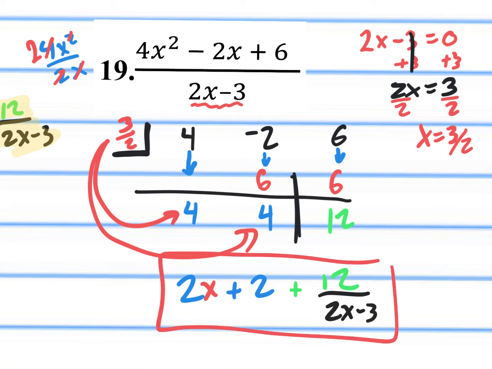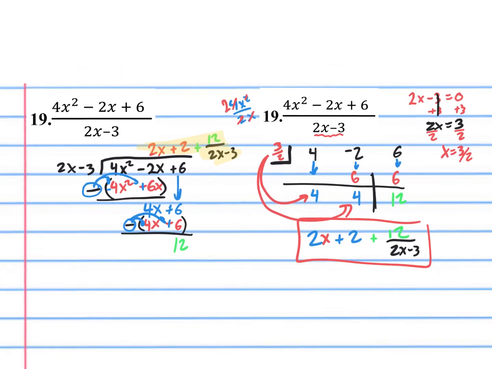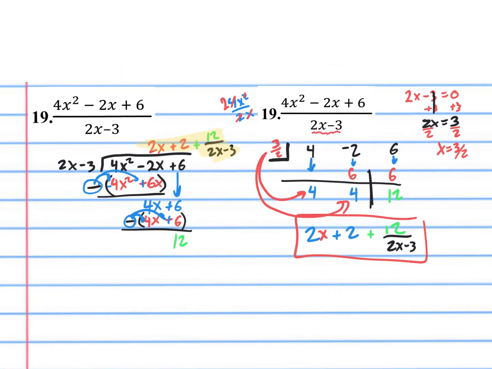There's your answer. Let's take a step back, compare work. Same answer as before, right? 2x plus 2 plus 12 over 2x minus 3. Honestly, it's weird, but because this power was so small, the long division might even be faster, right? Even though it's long division. So it's up to you to decide whether you want to use long division or synthetic division.